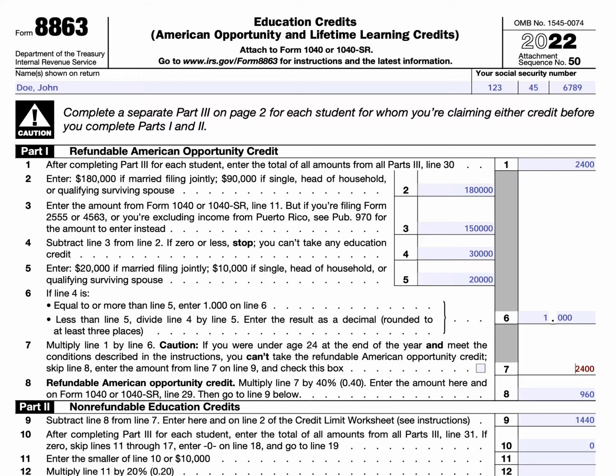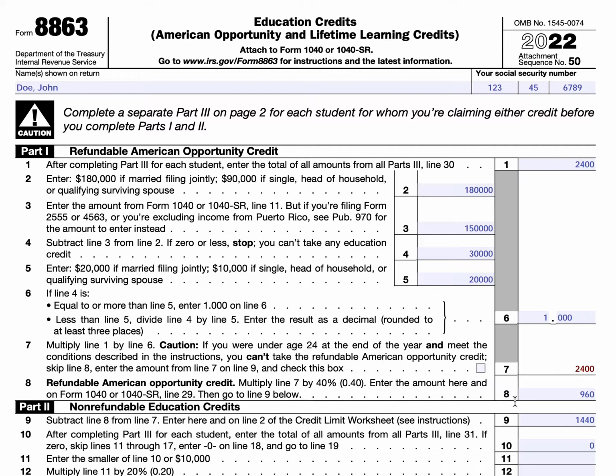So if you were under the age of 24 and you meet the conditions described in the instructions, then you cannot take the refundable portion of the American Opportunity Tax Credit. You would enter the amount from line 7 onto line 9, and then go through here. You would check this box.